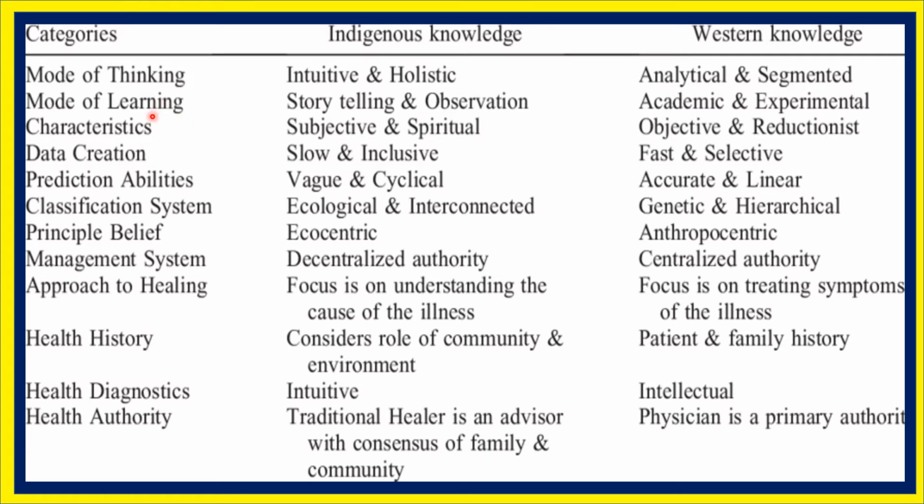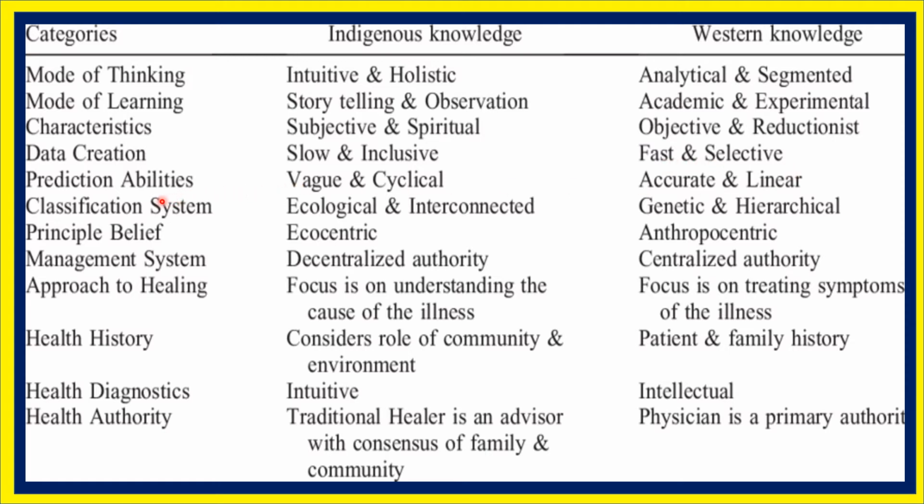Category 2 is mode of learning. The mode of learning in indigenous people is storytelling and observation, whereas in Western culture it is academic and experimental. The third category is characteristics. Indigenous knowledge is subjective and spiritual, whereas Western culture is objective and reductionist. The fourth category is data creation. In indigenous knowledge, data creation is slow and inclusive, and in Western knowledge, fast and selective.